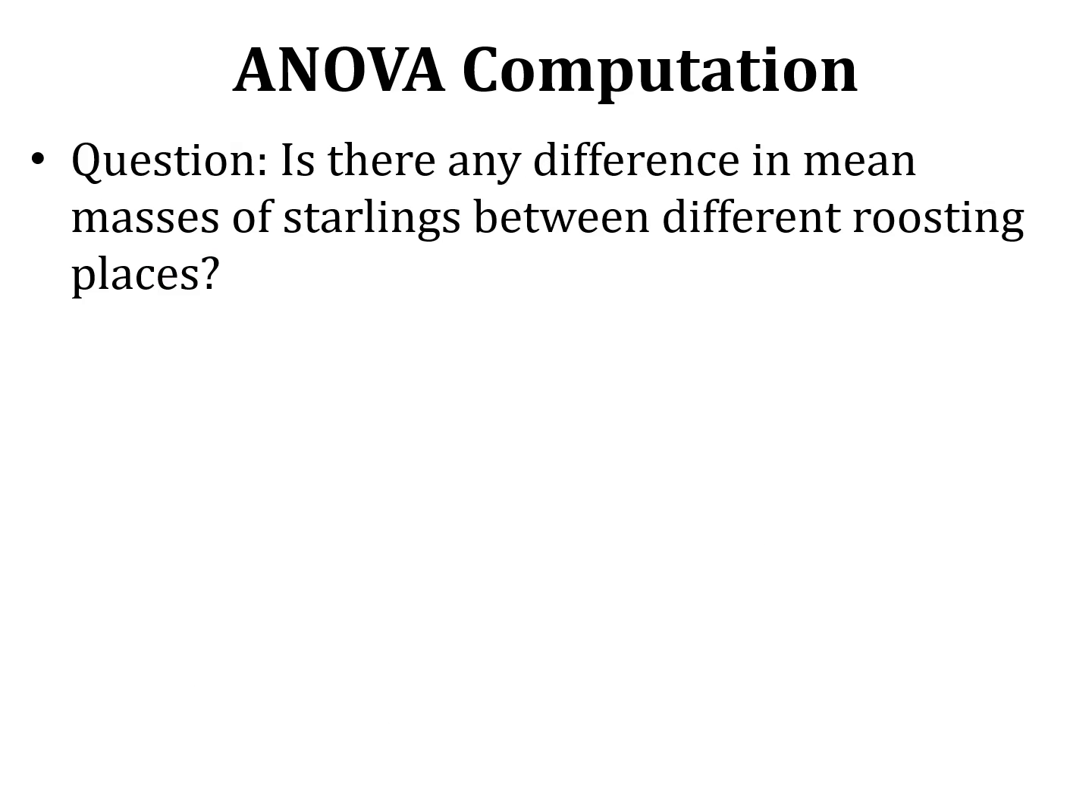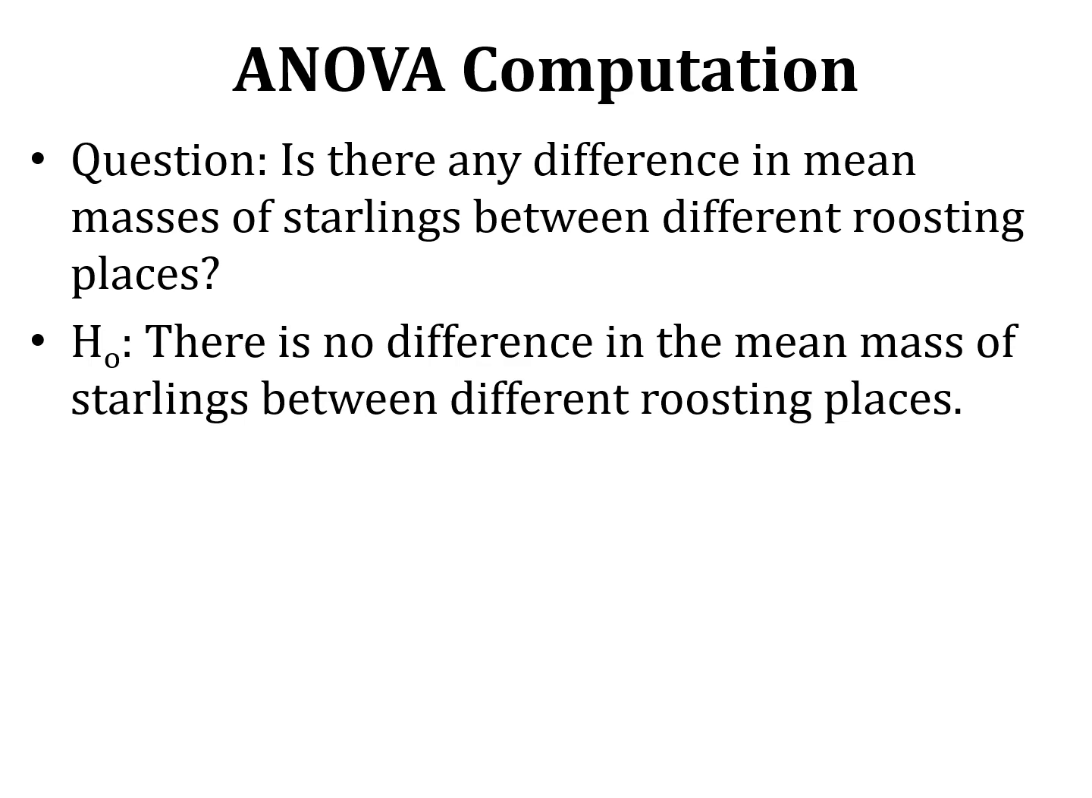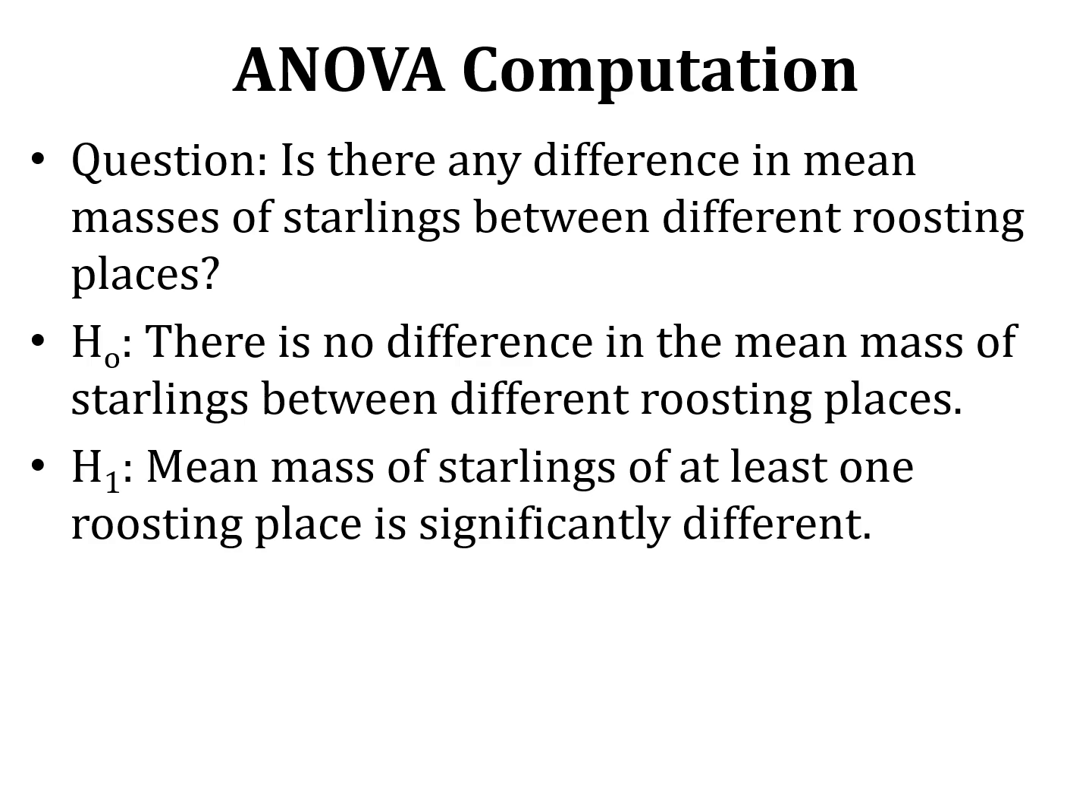Now we have our question for the exercise: is there any difference in mean masses of starlings between roosting places? This is the question that we have to answer, right? To answer this question, we have to suppose a null hypothesis. We have to propose an explanation. The proposed null hypothesis is that there is no difference in the mean mass of starlings between different roosting places. The alternate hypothesis is that the mean mass of starlings of at least one roosting place is significantly different, right? So this is our null and alternate hypothesis for ANOVA in this case.